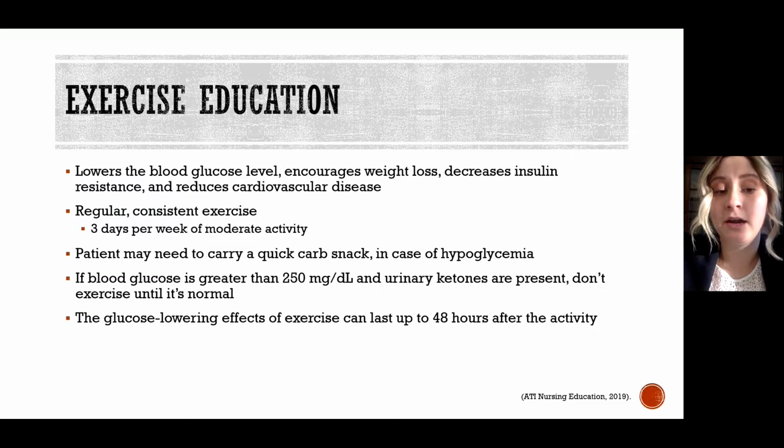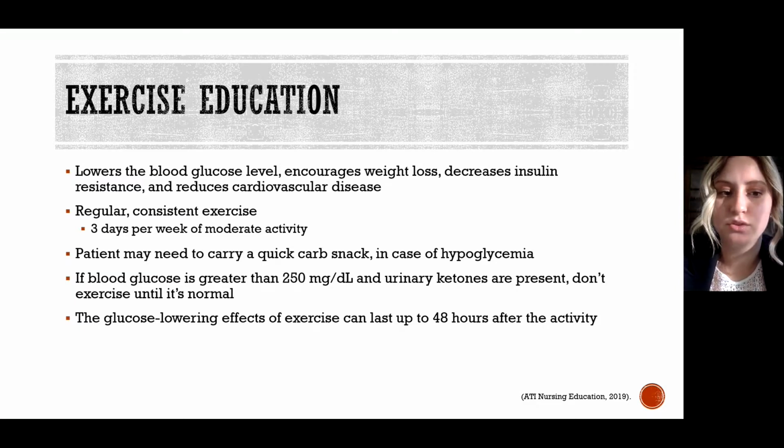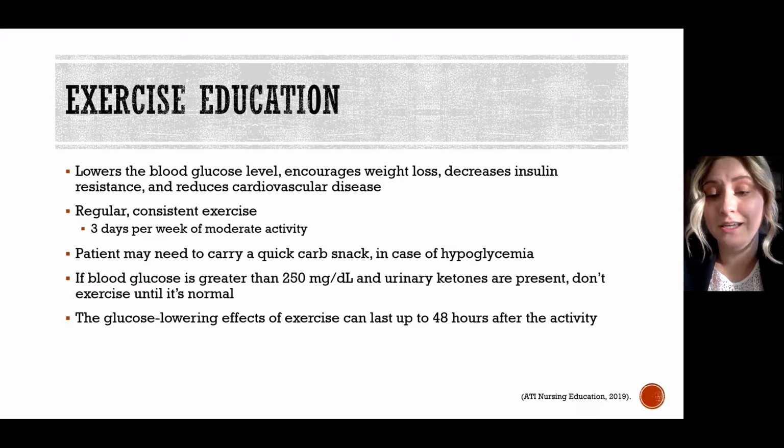Patient may need to carry a quick carb snack in case of hypoglycemia, which we already spoke about. A good one, again, orange juice, Jolly Rancher, or glucose tablets. You can get those at Walgreens or any kind of convenience store. If the blood glucose is greater than 250 milligrams per deciliter and urine ketones are present, don't exercise until you go back to normal. That's what you should be teaching your patient.